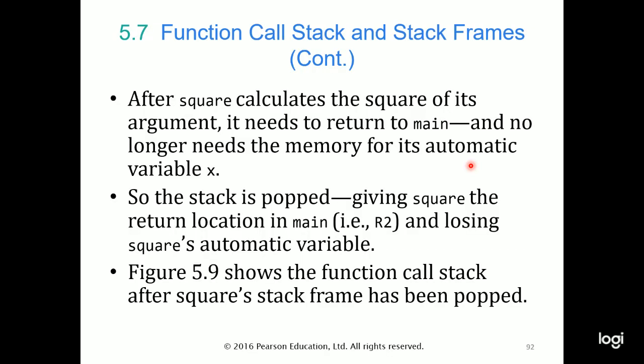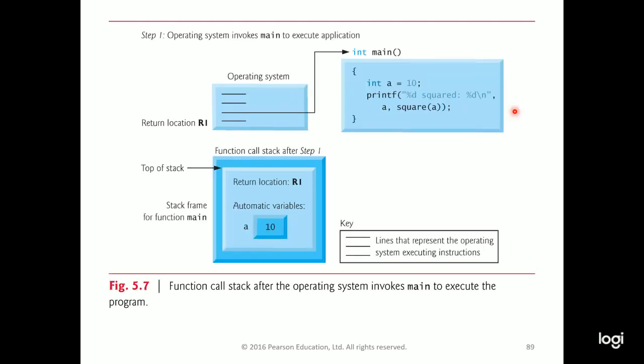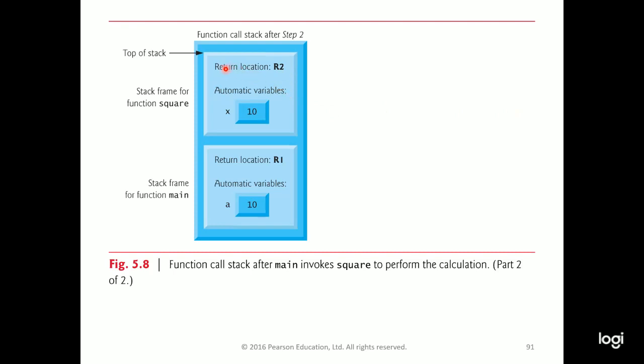After the square function calculates the square of the argument, it needs to return to the main, and so it no longer needs the memory of automatic variable x. Once you go into this place and actually execute your square function, this is kind of like your current location. The thing on the top of your stack is your current location.